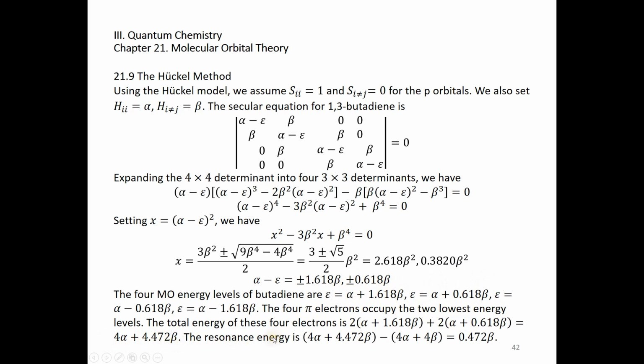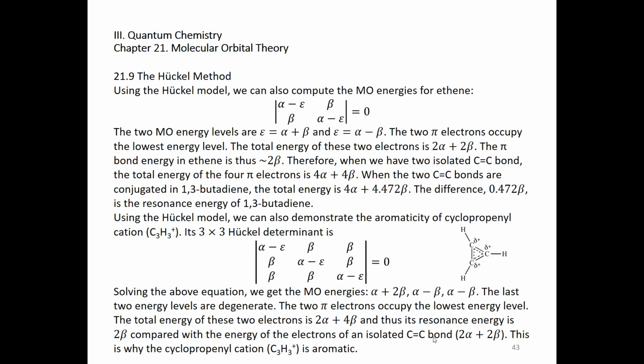Now let's look at the resonance energy. The resonance energy is the total energy of these 4 pi electrons in resonance over here, minus, well, over here, 4 alpha plus 4 beta, which is the total energy of 2 separated double bonds. The difference is 0.472 beta, and this is the resonance energy in 1,3-butadiene. Again, 4 alpha plus 4 beta is the energy of the 4 pi electrons of 2 separated pi bonds.